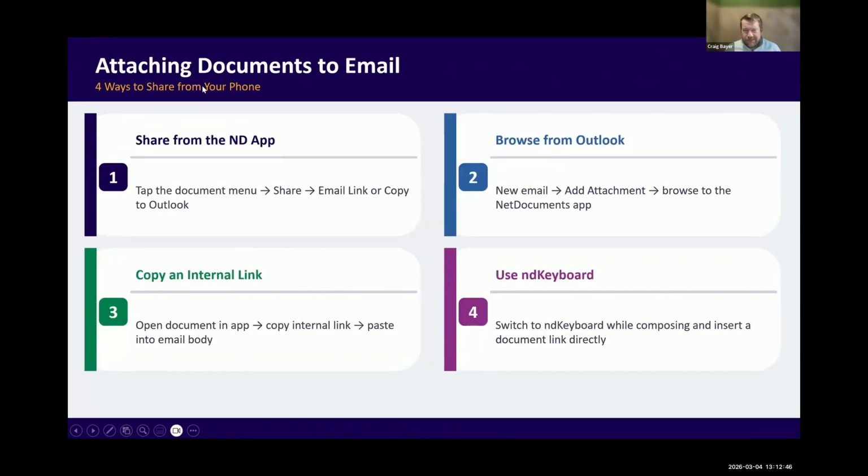And then attaching documents to emails. Well, there's only four ways of doing it. You can browse to the app if you have it. You can browse from Outlook. So if you're creating a new email, add attachment, browse to the NetDocs app. If you're in the NetDocs app, you can share. We'll do all these. You can copy an internal link, or you can use ND Keyboard.